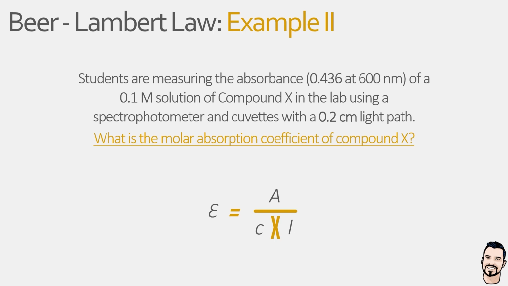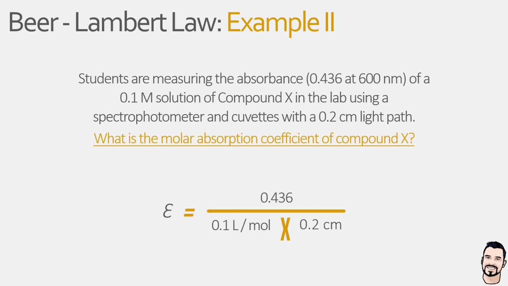We then need to transfer all of the information from the example into our equation. And this gives us epsilon is equal to 0.436 divided by 0.1 molar multiplied by 0.2 centimeters. Now, it's important to note that our concentration here is in molar, denoted by the capital M. However, this can also be expressed as the number of moles per litre, and so if we convert this to something more familiar, and something we have seen before, we can see that epsilon is equal to 0.436 divided by 0.1 moles per litre multiplied by 0.2 centimetres.